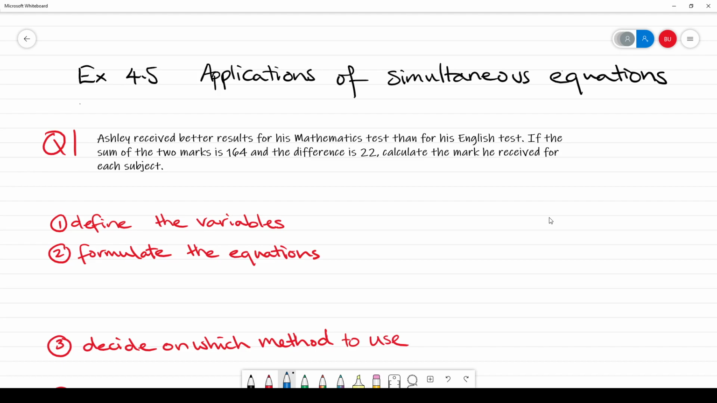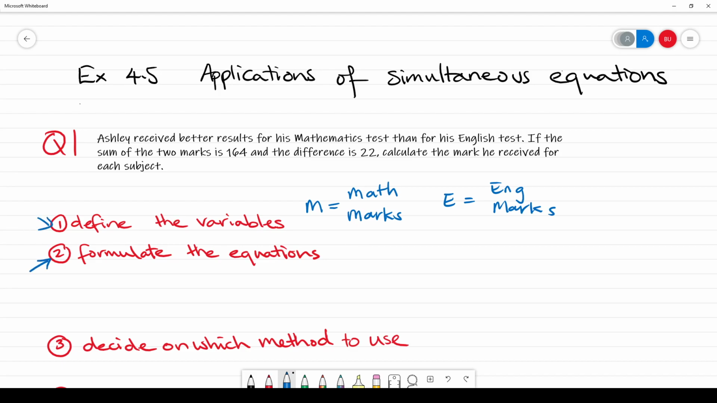So you've got to figure out what the question is asking us. The question is asking us to calculate the marks he received for each subject. So when you come to defining your variables, that's what you want your variables to be, the marks for each subject. For example, I'm going to make the variable m my math marks, and e is equal to my English marks. So we've set up our variables.